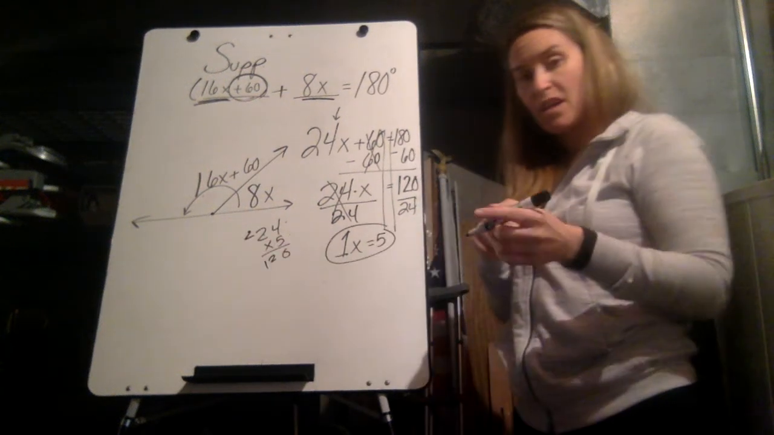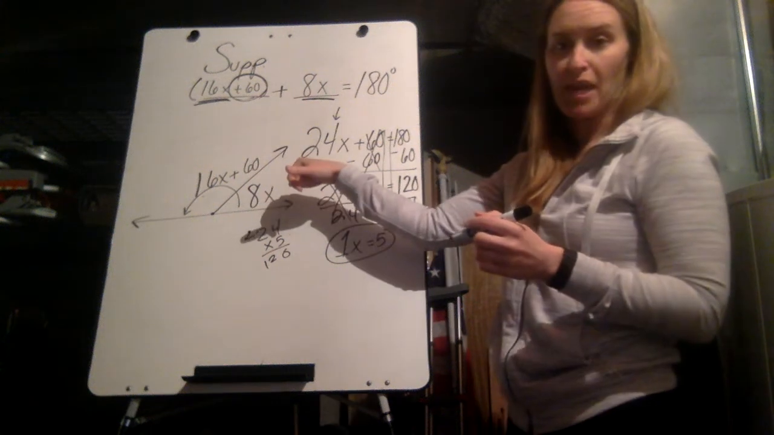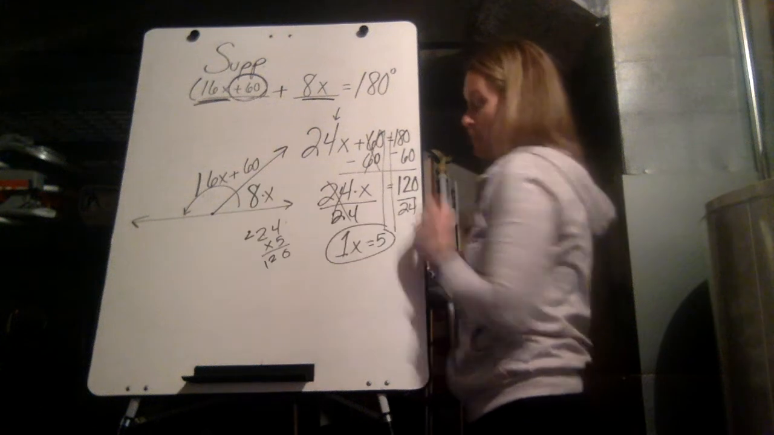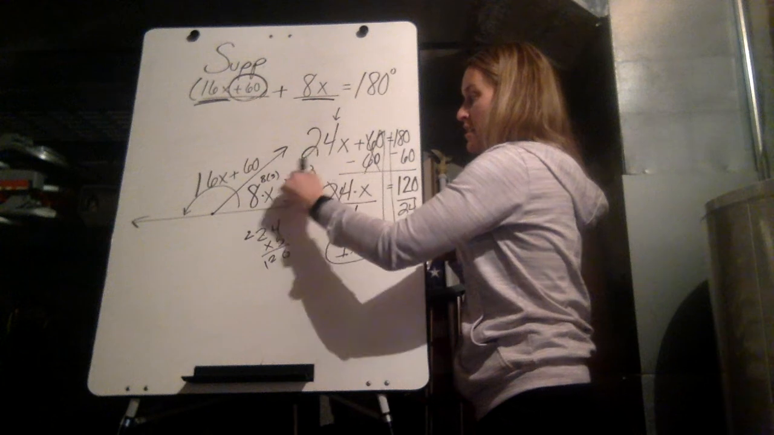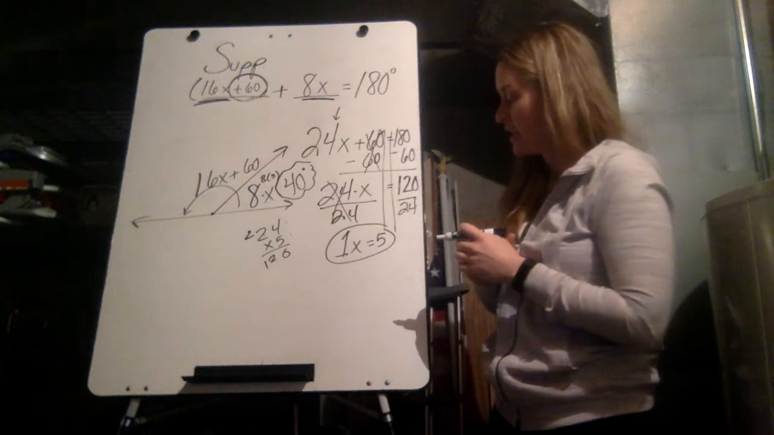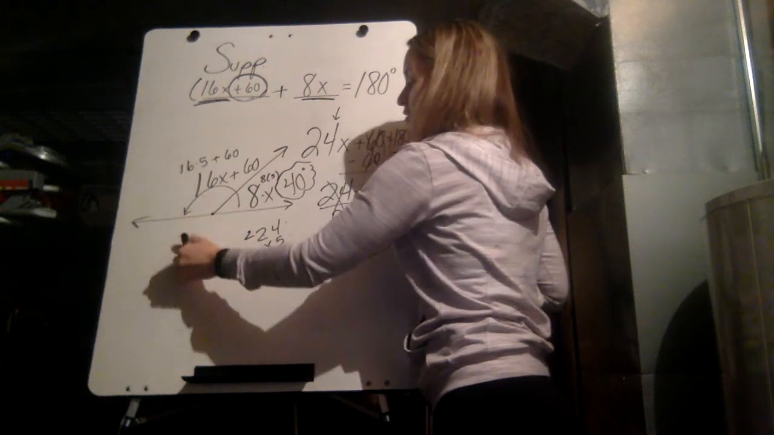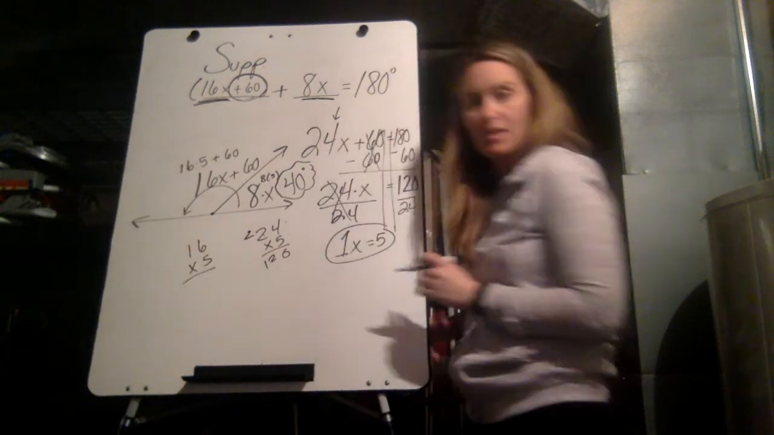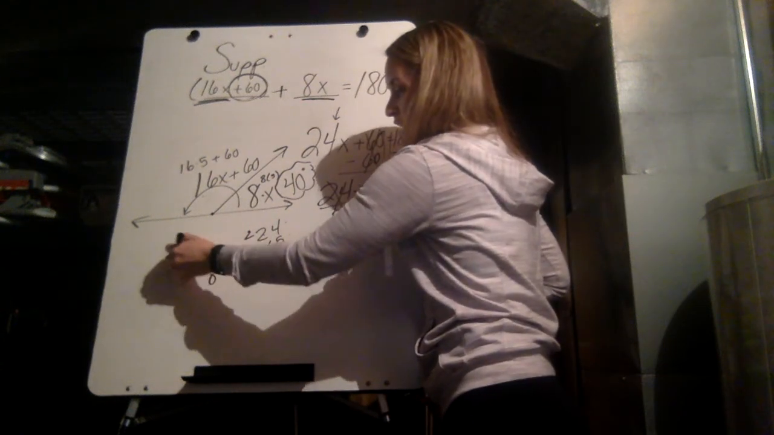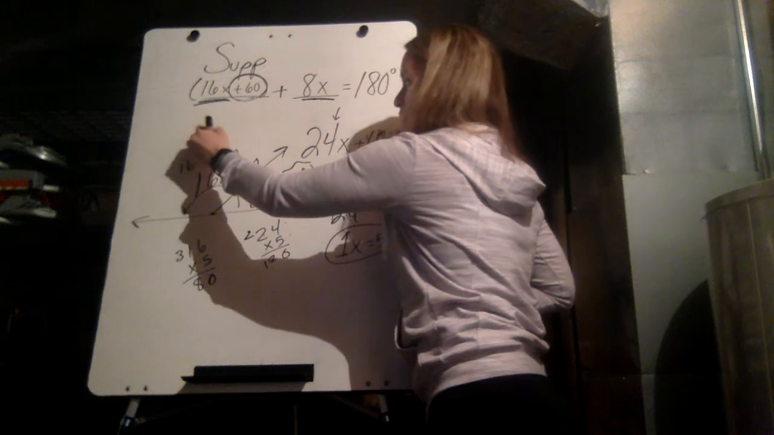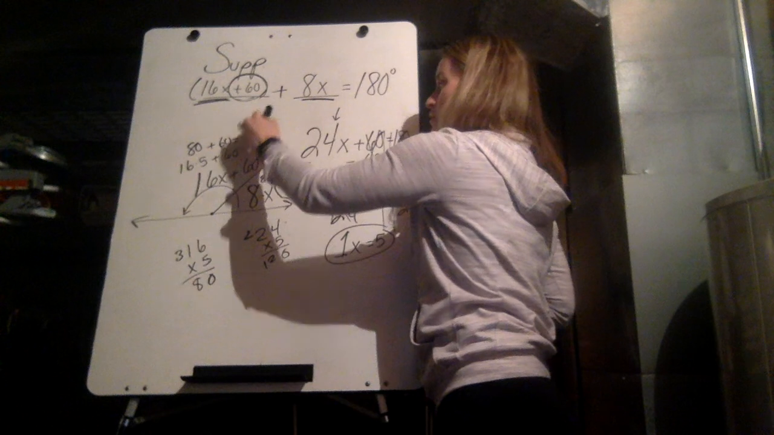So again, just like our last example, we found what x was, but sometimes they're going to ask you to come back and solve for the angle measure. So 8 times whatever x is. So 8 times 5. That gives us 40 degrees for this angle measure, right? And then over here, 16 times 5 plus 60. Well, if you're not sure what 16 times 5 is, try it down on your paper. 6 times 5 is 30. 5 times 1 is 5, plus 3 is 8. So 80 plus 60. 8 plus 6 we know is 14, and add a 0, so 140.